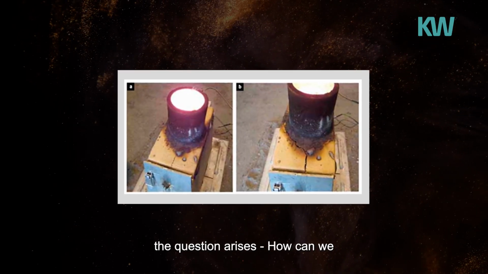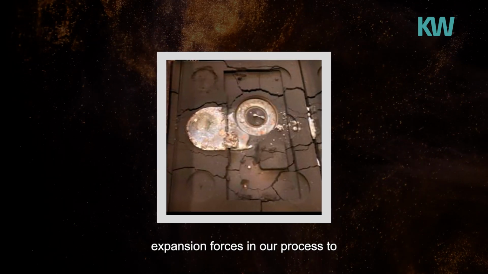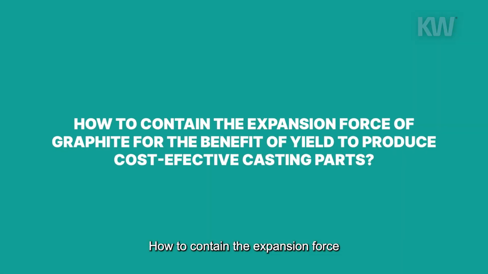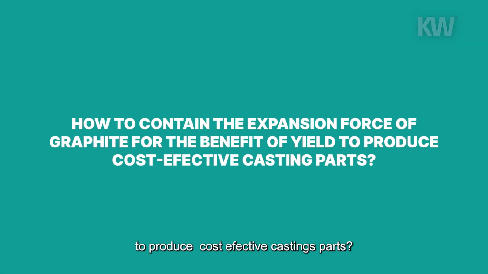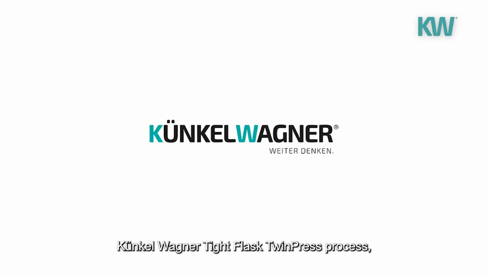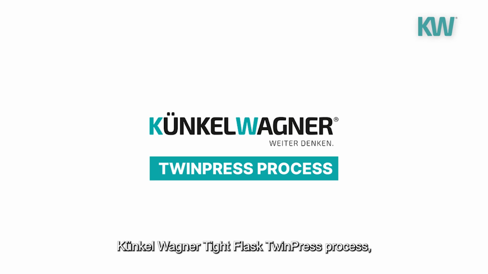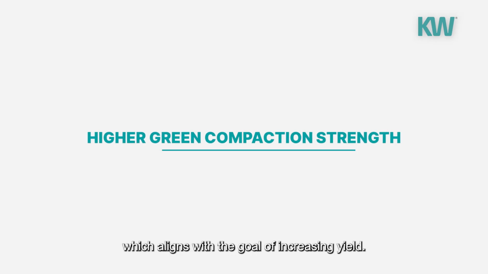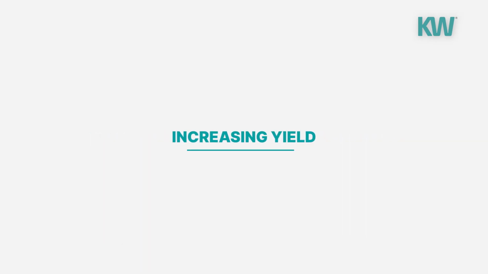Now that graphite expansion has been proven, the question arises: how can we harness the advantages of graphite expansion forces in our process to improve metallic yield? How to contain the expansion force of graphite for the benefit of yield to produce cost-effective casting parts? The answer lies in the revolutionary KÜNKEL WAGNER tight flask TwinPress process, which offers total control of machine stroke ranging from 0 mm to 80 mm. The optimal stroke figure is determined by achieving the best part results, specifically higher green compaction strength, which aligns with the goal of increasing yield.